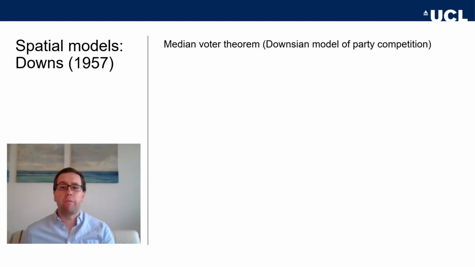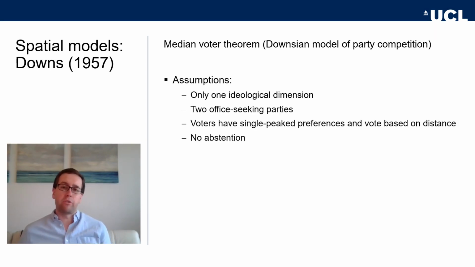So to recap, the median voter theorem in the mass election version, the Downsian model of spatial competition, essentially uses the following assumptions. There's only one ideological dimension. There are two office-seeking parties. Voters have single-peaked preferences over this ideological dimension, and they vote only based on distance, and there's no abstention. Okay, so we made a few simplifying assumptions that we know are wrong, of course.